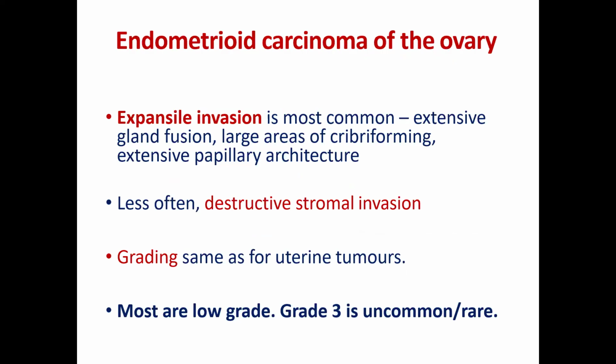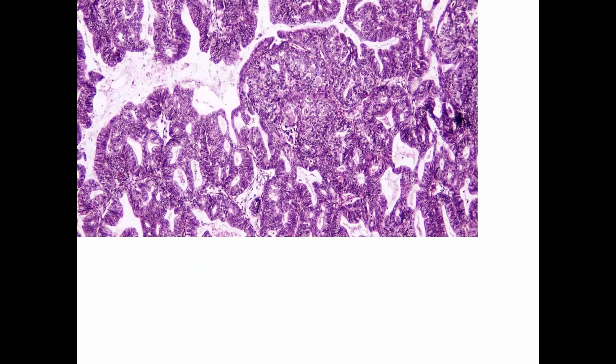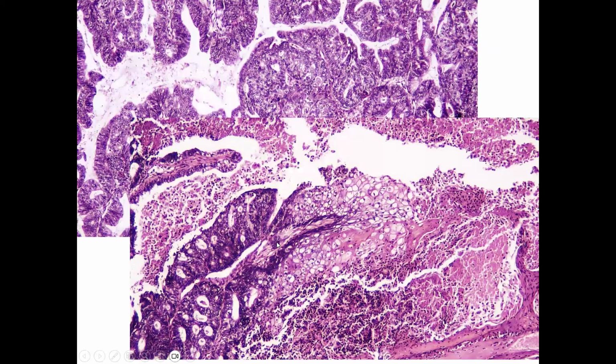They tend to have an expansile pattern of invasion, more commonly, with extensive gland diffusion, large areas of cribriforming and papillary structures, and less often destructive stromal invasion. Grading is the same as uterine tumor. Most are low grade. So we don't see high grade endometrioid carcinoma in the ovary very commonly, unlike in the endometrium, where we may see high grade endometrioid carcinoma; in the ovary it is uncommon or rare. Most endometrioid carcinomas in the ovary are low grade. There is the classic appearance of endometrioid carcinoma, fused gland-forming cribriform structures with areas of squamous differentiation.